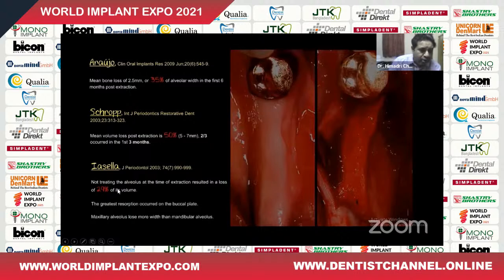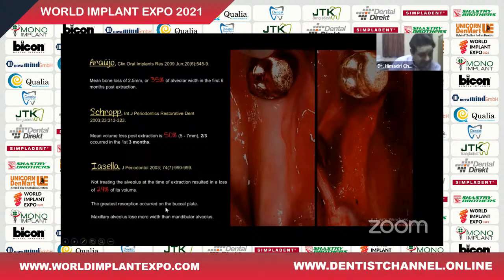Now let's see this study which has been published by Schropp in JPD in 2003. It says that not treating the alveolus at the time of extraction resulted in a loss of 29% to 30% bone volume. So if you treat the socket, meaning you try to preserve the socket with materials, you can prevent that 30% loss of the original bone volume if you attempt it. So every time we should try it if it is feasible biologically and financially. Even if you are not placing the implant, in future cases where you are doing even a bridge, preservation of the ridge is very, very important.